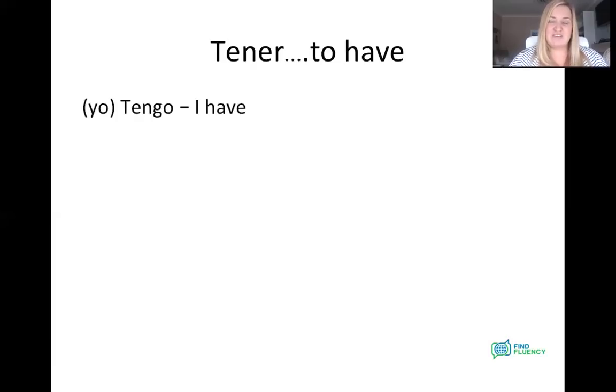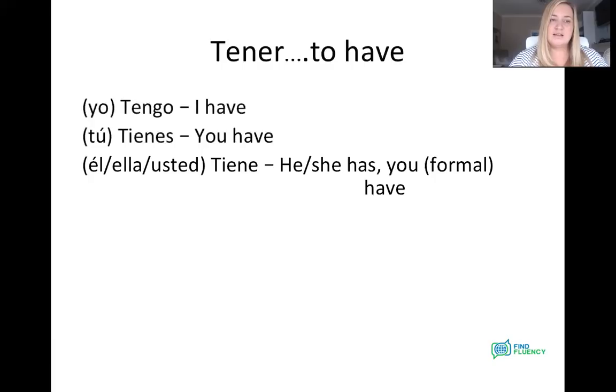First three parts of the verb is what we're going to look at today. So, yo tengo, I have, or just tengo, as you see more commonly. Tú tienes, you have. And then él, ella, or usted tiene, right? So after me, maybe repetimos again.